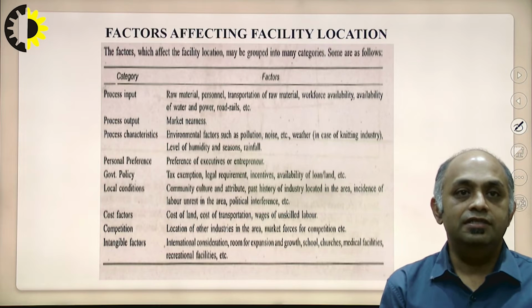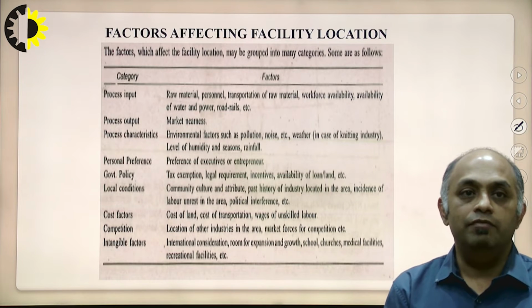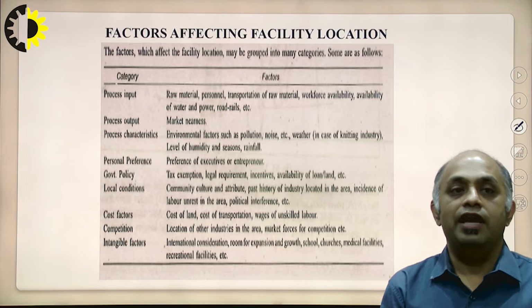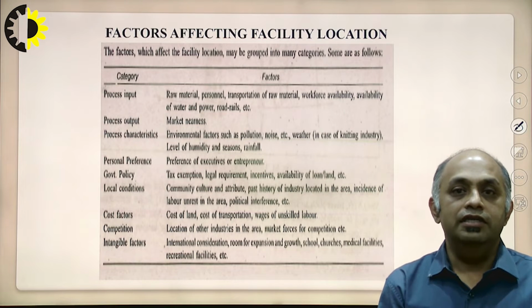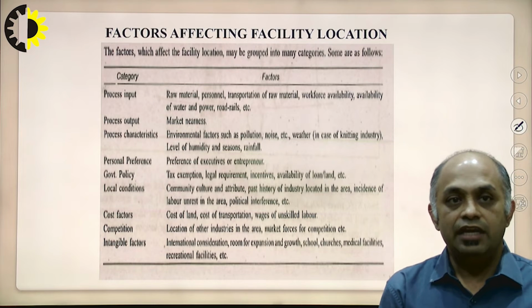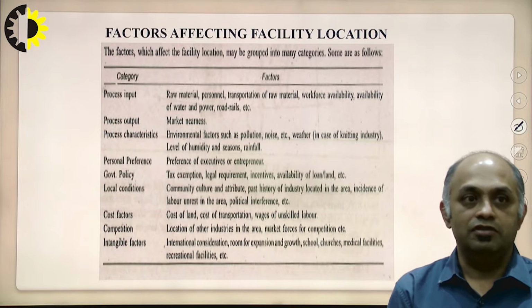The factors which affect the facility location may be grouped into many categories. Some are as follows. There are a whole lot of categories that we can bring into it, and then we can see how things can work out in this case, and what the basic aspects or factors are that affect the location selection process, right?